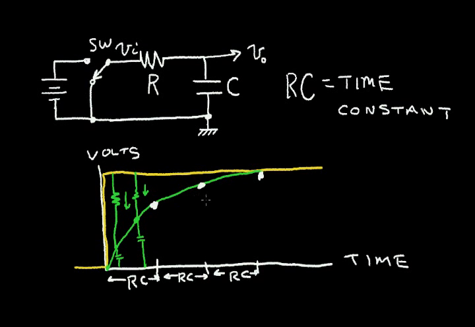We can write an equation for this Vout versus Vin. This is Vout, this is Vin, or VI.